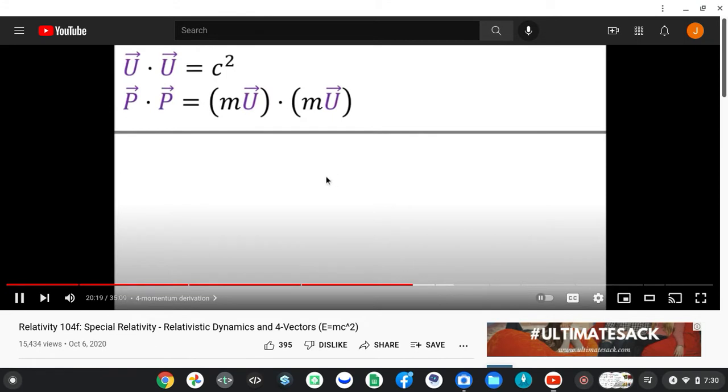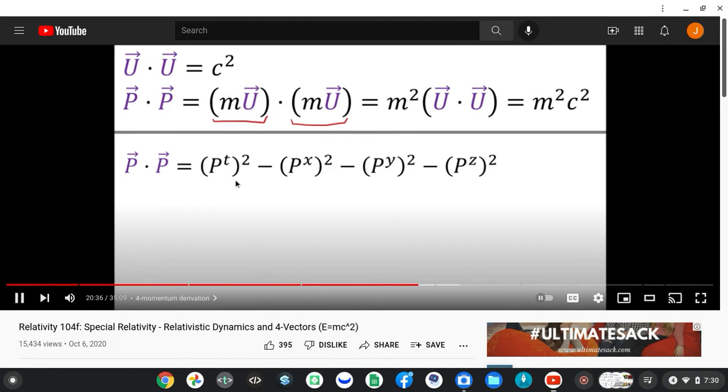Also, since we know that the 4 velocity dotted with itself gives c squared, it isn't hard to calculate the 4 momentum dotted with itself. We just get m big U dotted with m big U, which is m squared times big U dot big U, which is m squared c squared.